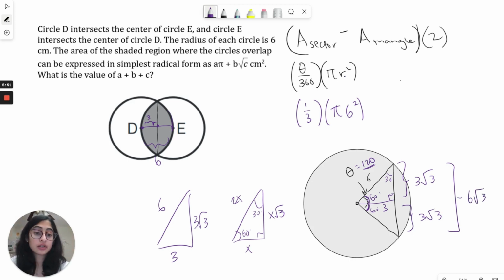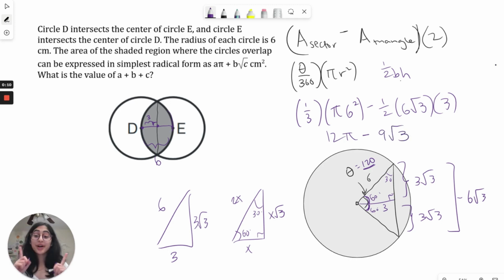And the area of a triangle is 1/2 base times height. So we're subtracting 1/2 times the base, which is 6 root 3, times the height of 3, because the height is perpendicular to the base. So this entire thing ends up being 36 pi over 3, so that's 12 pi, minus 1/2 times 6 root 3 times 3, which is 9 root 3. But remember, that's not our final answer, because we only found half of this. We have to multiply it by 2 to get the whole shaded region. So that becomes 24 pi minus 18 root 3.